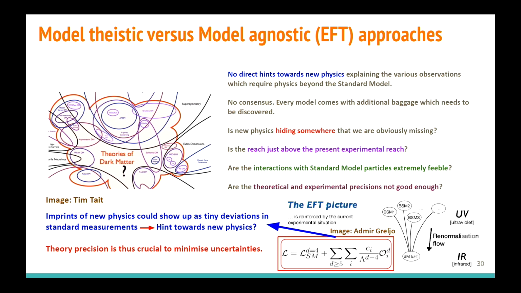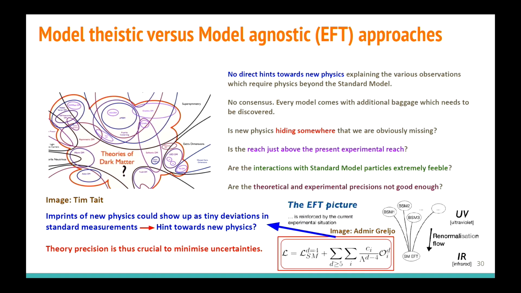And since 2012, we have had no real direct hints towards any new physics which explains all of these observations that I talked about. Now, I discussed it the last day, whenever we discuss a model, all of these models come with additional baggage. So unless we are able to discern the complete model, we will never be able to say, okay, this is my correct model. So there is no consensus between theorists. Even in one theorist's head, there is no consensus, because we all work with many models. We are not sure about what model is the right model.